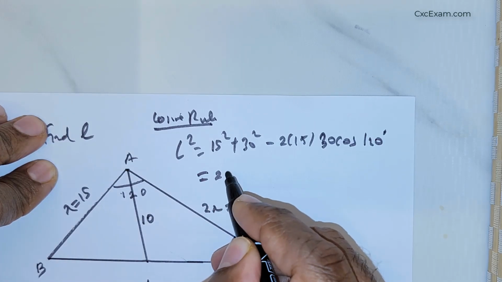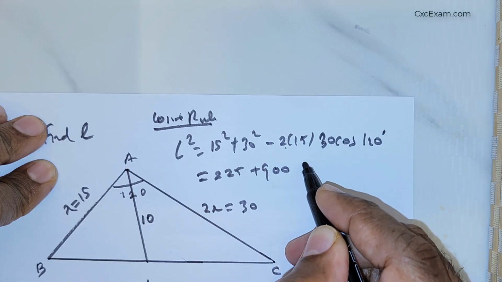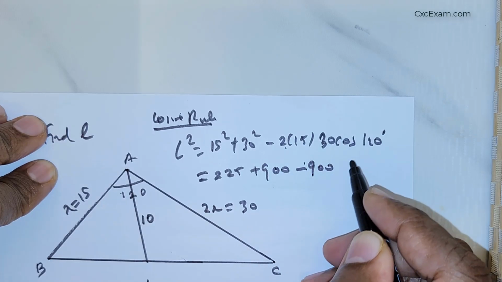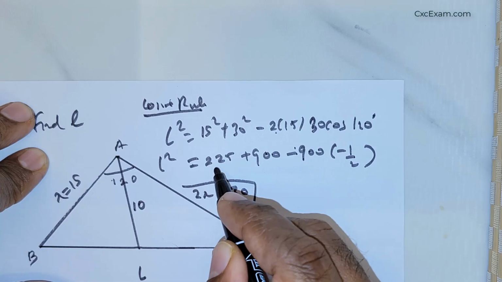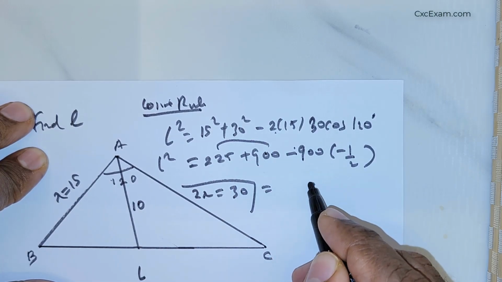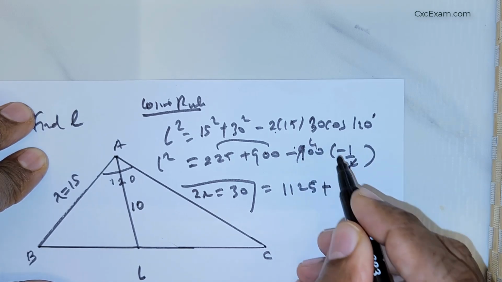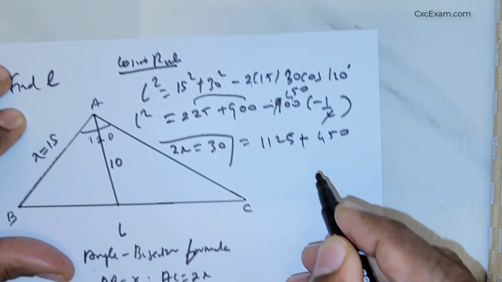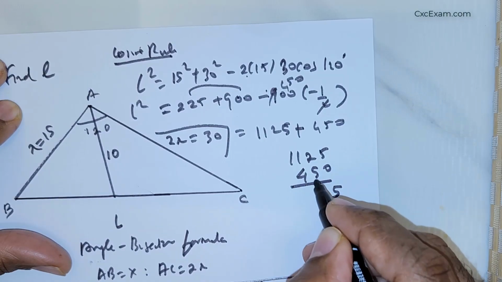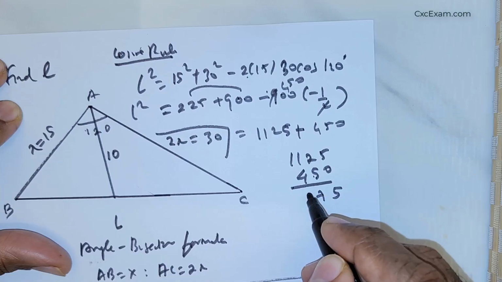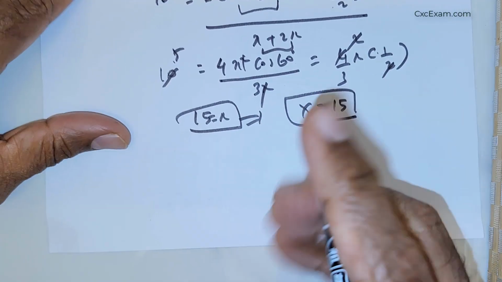So 15 squared is 225, 30 squared is 900. This is 30 into 30, that's 900. Cos of 120 is negative 1 over 2. And then you have L squared there. So you add these two together. Negative, negative, positive, 2 divides 450 times. So what do you have here? 1125 added with 450. 1575 is the value you are getting.